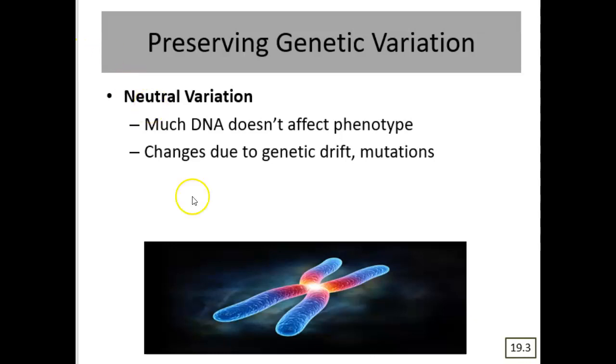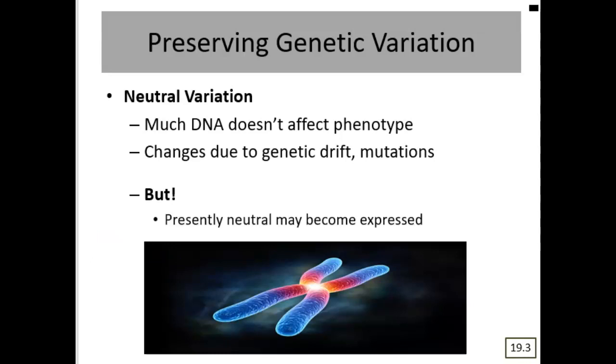Right? So let's say that a mutation happens here on this chromosome in an area that's not being expressed. So what? Right? It's not being expressed. It doesn't matter. It's not impacting the phenotype. It doesn't have any consequences for the organism if it's not being expressed. That's true. But just because something isn't currently being expressed, something is currently neutral, doesn't mean something won't happen in the future that it does become expressed.